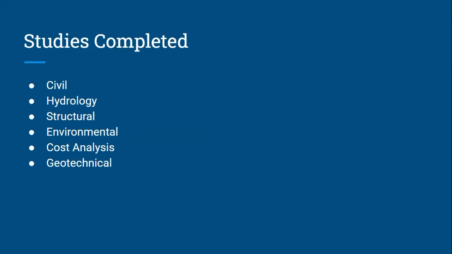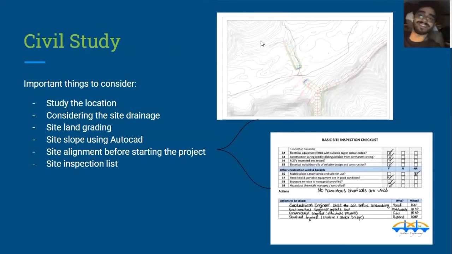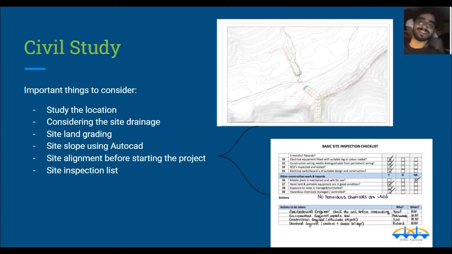First one up is civil. As civil engineers, we're required to examine the sites before starting any type of project. So the important things to consider before starting the project is to study the location, either using ArcGIS, Google Earth, or a site visit. We will have to consider the site drainage as well. For this project, the bridge will be designed using wood, so it will not experience flooding.